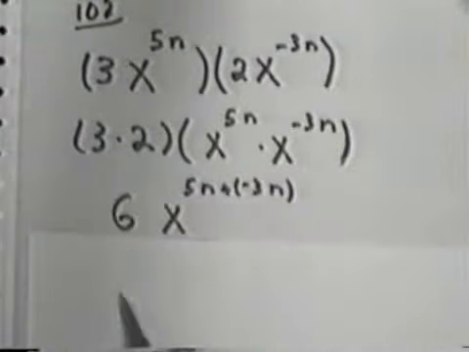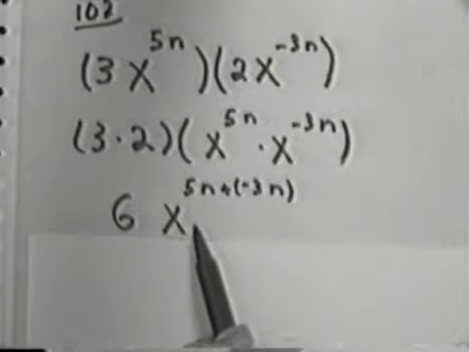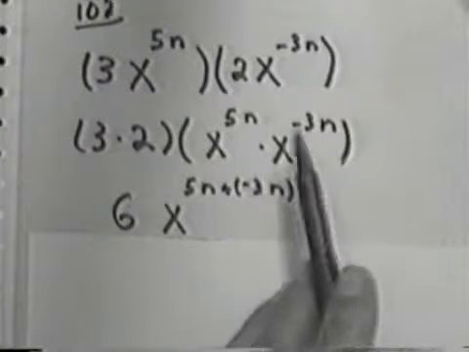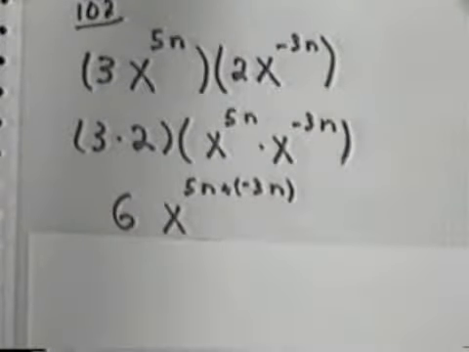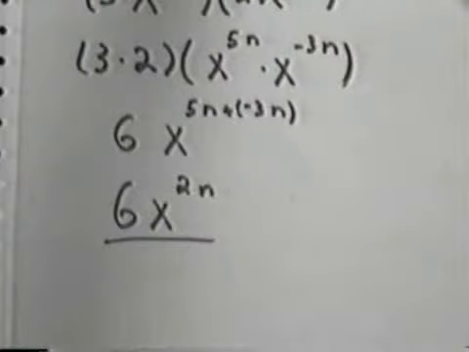Now 3 times 2 is 6. To multiply powers having the same base, I keep the base and add the exponents. So it'll be 5n plus a negative 3n. Or I get 6x to the 2n. 5n plus a negative 3n is 2n.